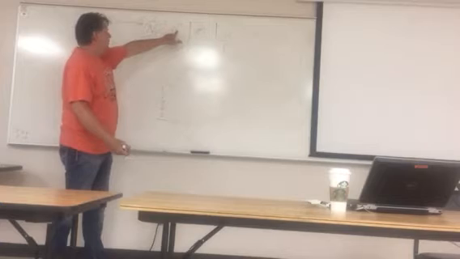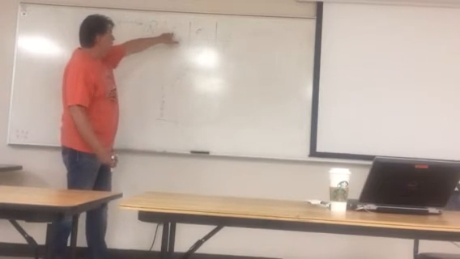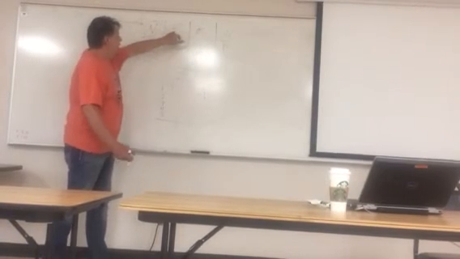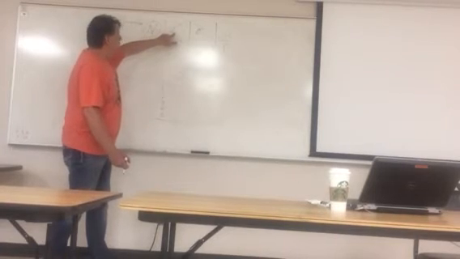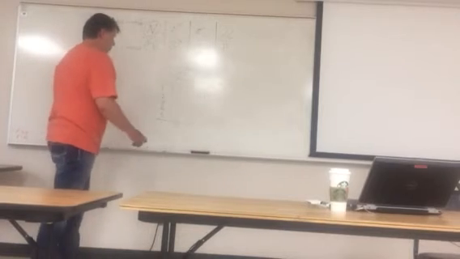So the relationship between the variance and the standard deviation is I square my standard deviation to get variance, and I take the square root of my variance to get my standard deviation. And I'll show you how this works.